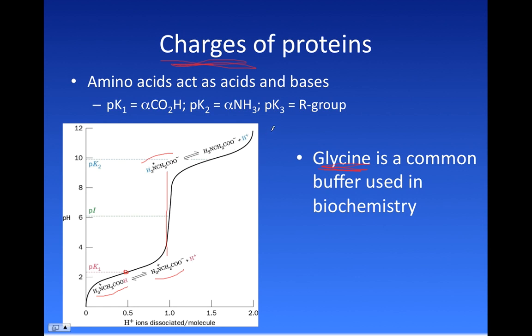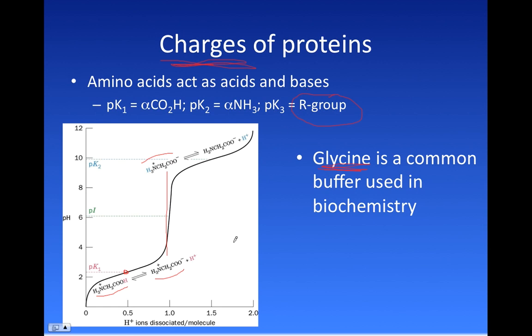Other amino acids, some of them have R groups that can also act as acids. Serine, glutamic acid, asparagine, things like that. And so there are often not just the two pKa values for the carboxylic acid and the amine part of the core of the amino acid. There's sometimes another pKa for the R group dissociation.